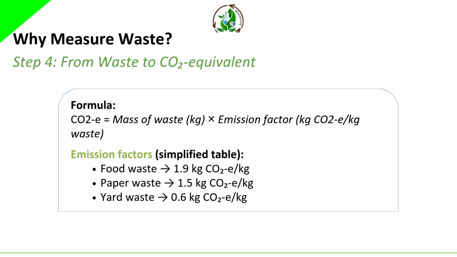For example, food waste has an emission factor of 1.9 kilograms CO2e per kilogram. So 50 kilograms of food waste equals 95 kilograms of CO2e. That's the same as driving about 240 miles in a car. This calculation helps us see how even small changes in waste management can lead to big climate benefits. And once we know the numbers, we can decide, where should we focus to make the biggest impact?